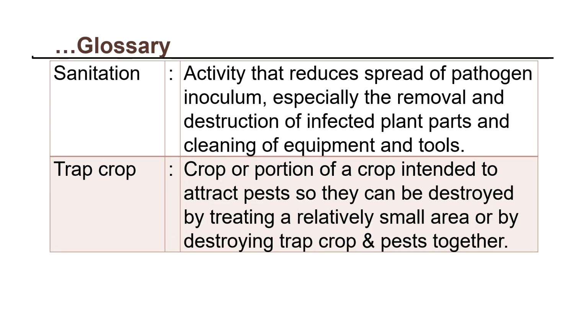Sanitation, activity that reduces the spread of pathogen inoculum, especially the removal and destruction of infected plant root parts and cleaning of equipment and tools. Trap crop, a crop or portion of a crop intended to attract pests so they can be destroyed by treating a relatively small area or by destroying the trap crop and pest together. So trap crops are in fact used to attract the insect and get the main crop saved from that particular insect or that particular problem.